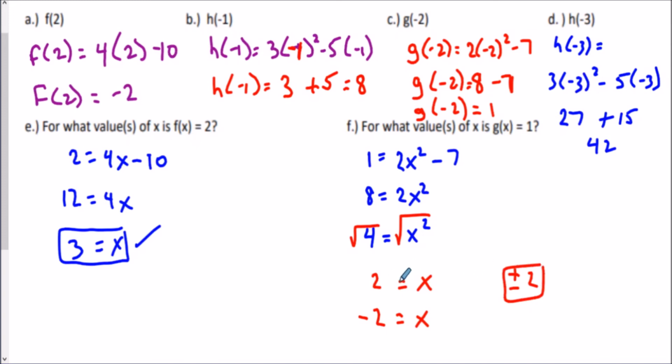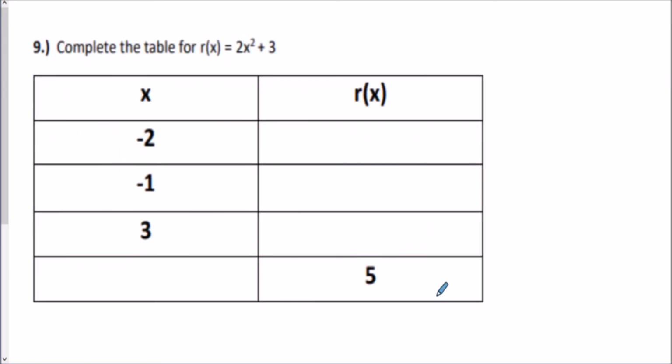So 2 answers here for what values of x is g of x equal to 1. Either of these numbers will work, and you have to include both. If you forget one of them, you're missing half of the answer. So be careful with that. All right, almost done. I think we got this one and then some factoring.